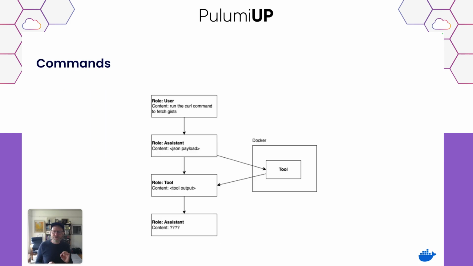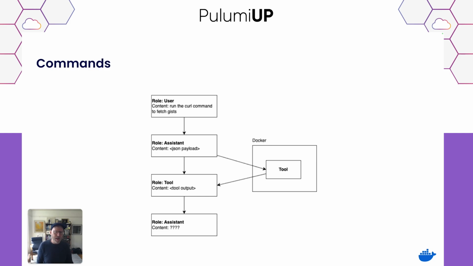So here's the simplest conversation that involves a tool. So let's start at the top of this, where maybe a user simply says, run the curl command to fetch my gists. Now, an LLM can't do that, but it could instead generate a response. And here we say that the LLM's role is as an assistant. It could generate a response with a JSON payload that describes how to run the tool that it needs to run. For example, in this case, how to run curl.